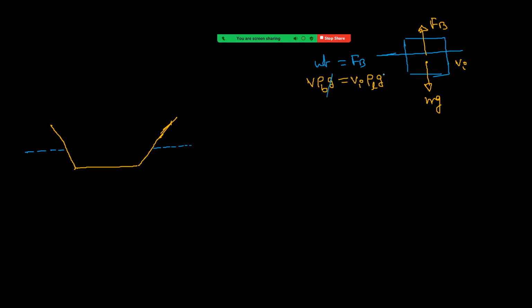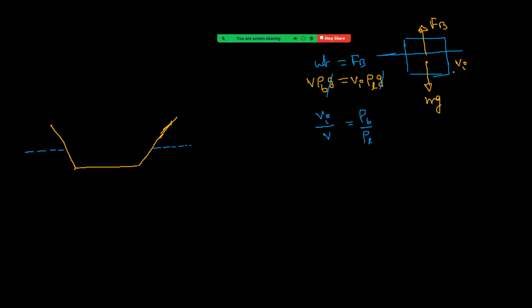Now see, g and g get cancelled. Volume inside upon total volume, this is now the fraction of volume inside. That is equal to density of body upon density of liquid. So from this we can say a body floats if its density is less than that of liquid. Okay, this is one condition. And remember, this does not depend on whether this body is placed inside a lift or on the ground.